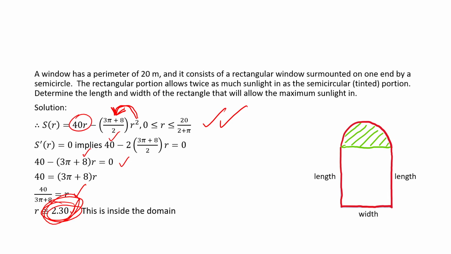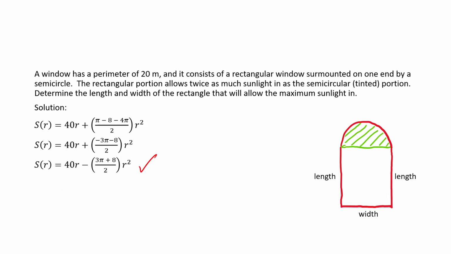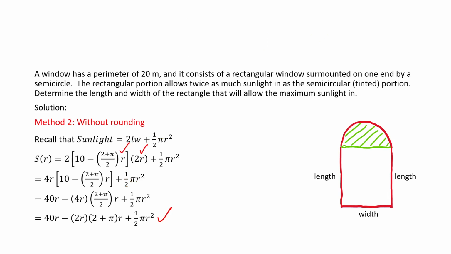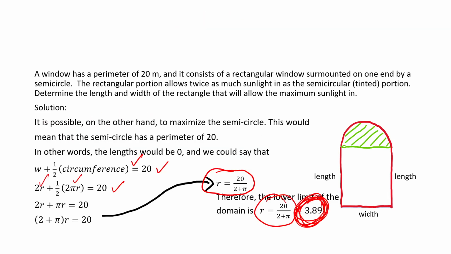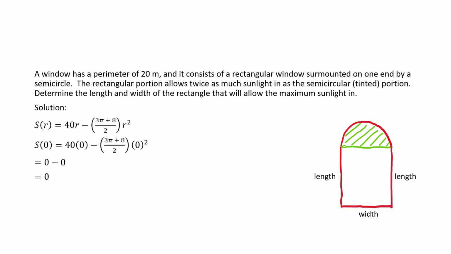And you might wonder why we're doing that. Well, I just want to make sure that this radius is in fact in the domain. Without using decimals, it might be a little bit hard to picture whether the value of 40 over 3 pi plus 8 is actually somewhere inside our domain, which was given a while ago as 0 to 20 over 2 plus pi. So it might be a little bit difficult to see that without using some decimal approximations.